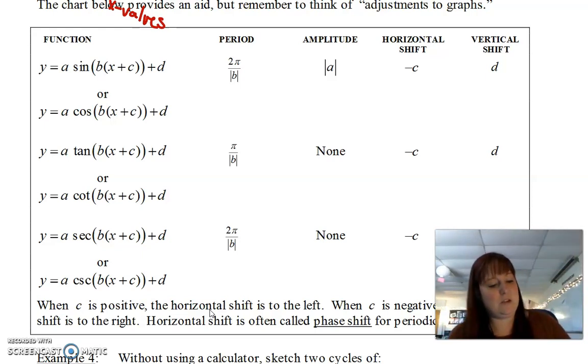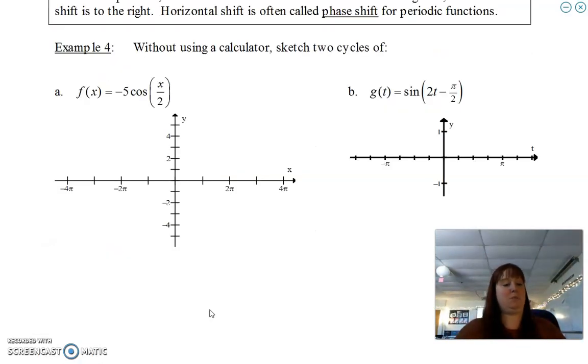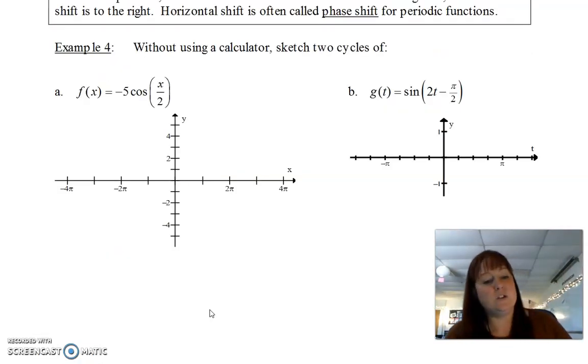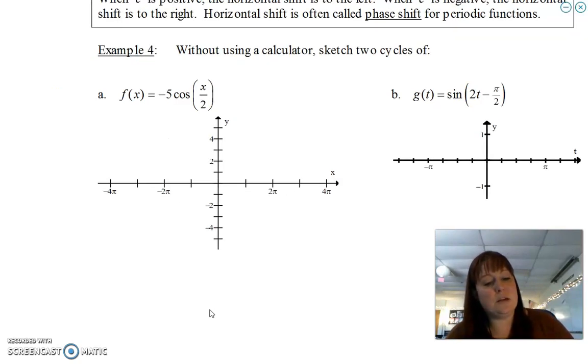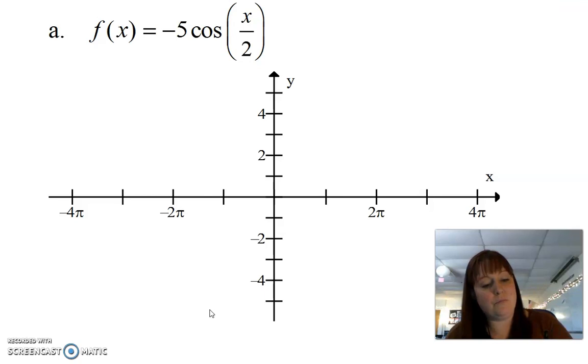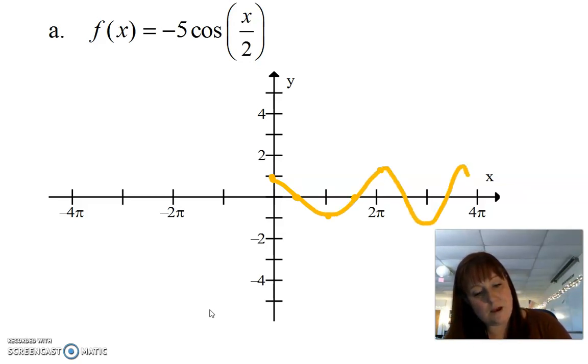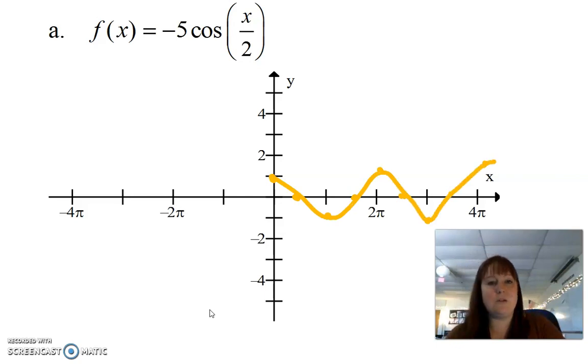Okay, let's see if we can get this in before, how much time? We got 3 minutes maybe. Okay, so without using the calculator, we're going to try to graph this. So the first thing I'm going to do is graph my regular sine or cosine curve, because I just like to have that. So it goes max, 0, min, 0, max. So this is my regular cosine curve. Okay, so there's my regular cosine curve.